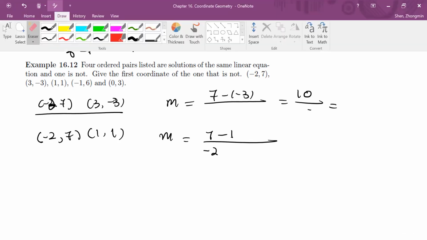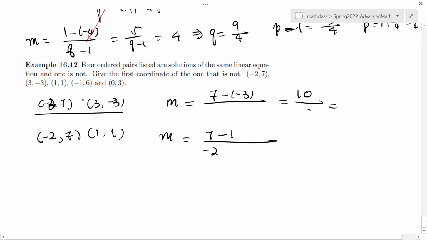Okay, so let's see. The difference in the y coordinate, like the first one minus the second one, then you have to be very careful. -1 minus -3. 7 minus -3, -2 minus -3. So that will be -5. Be careful here. So here the difference of the y coordinates, 7 minus 1, and the difference of the x coordinates is -3. So it's going to be 6 over -3, which is -2.